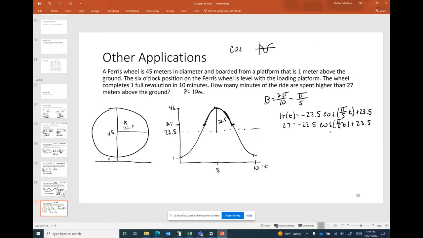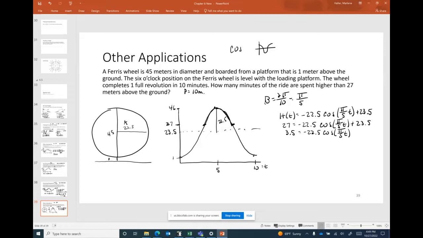All right, let's isolate the trig function first. So subtract 23.5 from both sides. So negative 3.5. Is that right? Oh, not negative 3.5, just positive 3.5. All right, it's going to equal negative 22.5 times the cosine of pi over 5t.